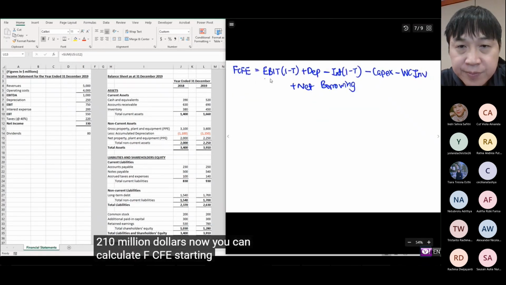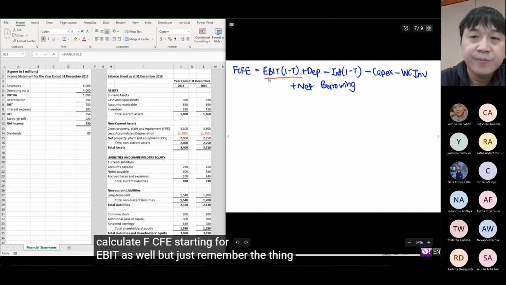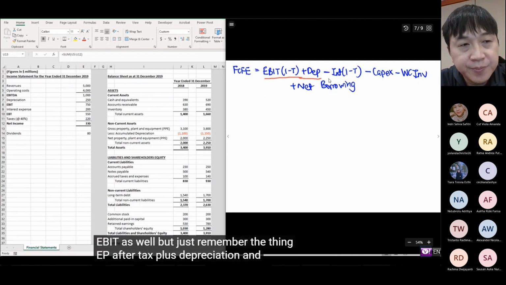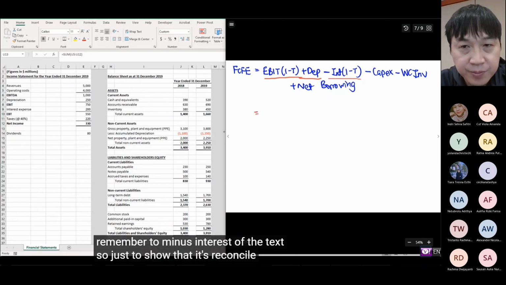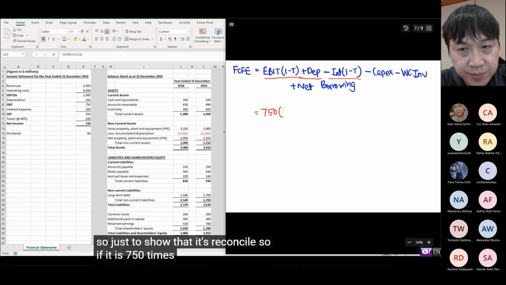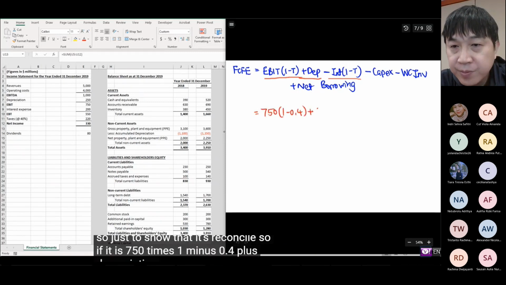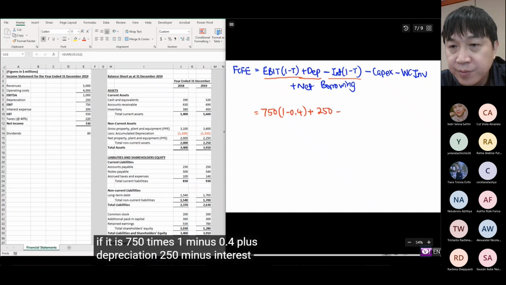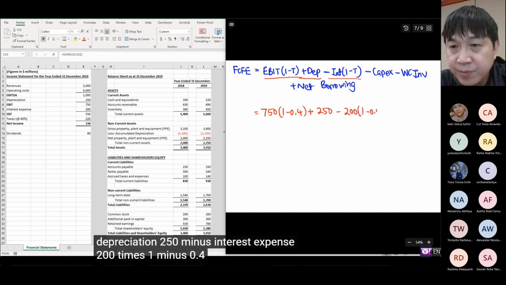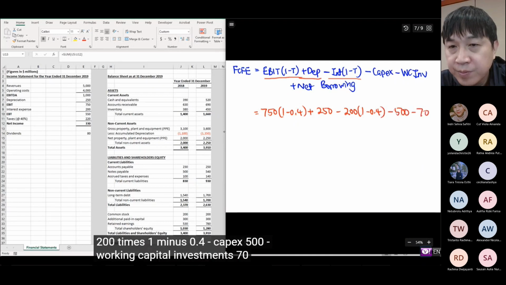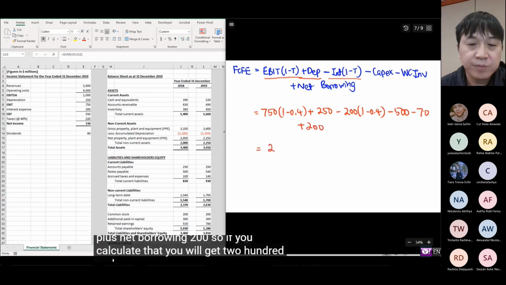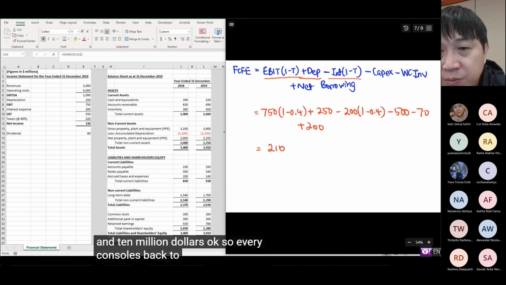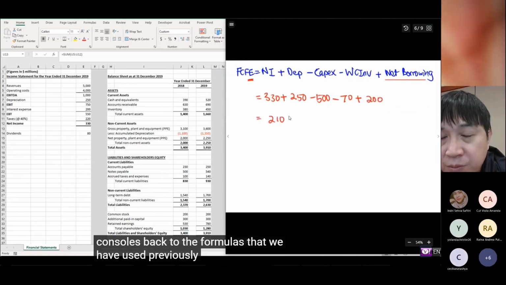Now you can calculate FCFE starting from EBIT as well, but just remember to take EBIT after tax plus depreciation, and remember to subtract interest after tax. Just to show that it reconciles, EBIT is 750 times 1 minus 0.4, plus depreciation 250, minus interest expense 200 times 1 minus 0.4, minus capex 500, minus working capital investment 70, and then plus net borrowing 200. If you calculate that, you will get $210 million. So it reconciles back to the formulas that we have used previously.